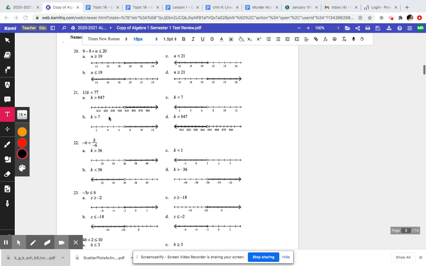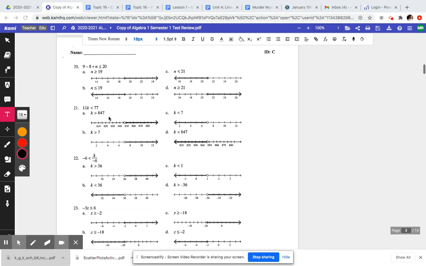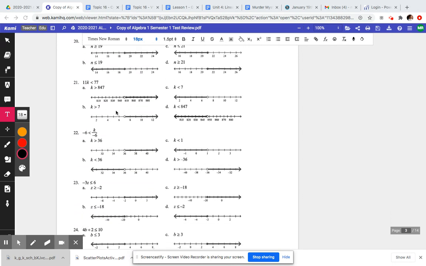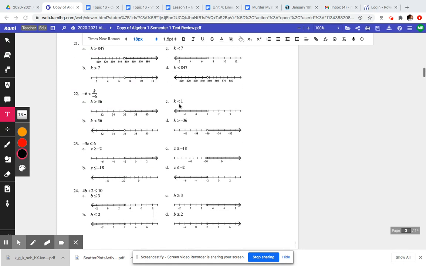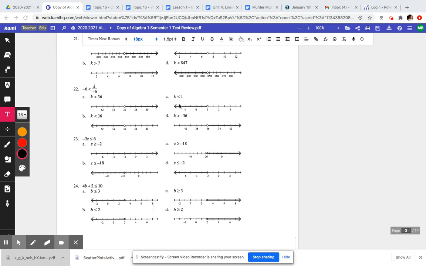So again, 21 is the same. You'll divide by 11 to get your answer. So which would be K is less than 7, so it's C. 22 is a little bit different.